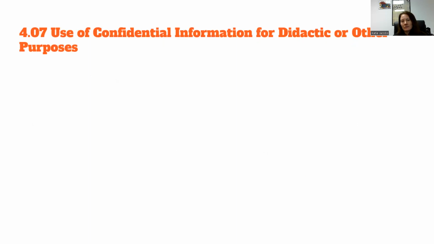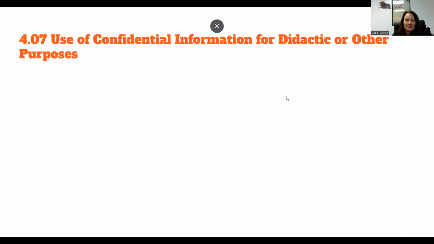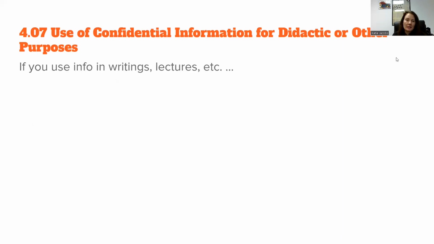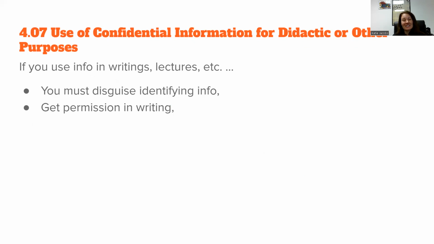4.07, use of confidential information for didactic or other purposes. So didactic is teaching, like I am doing with you all right now. If you use information in writings, lectures, etc., there are some guidelines that you have to follow. You have to disguise identifying information, or get permission in writing, or have legal authorization to share that information.